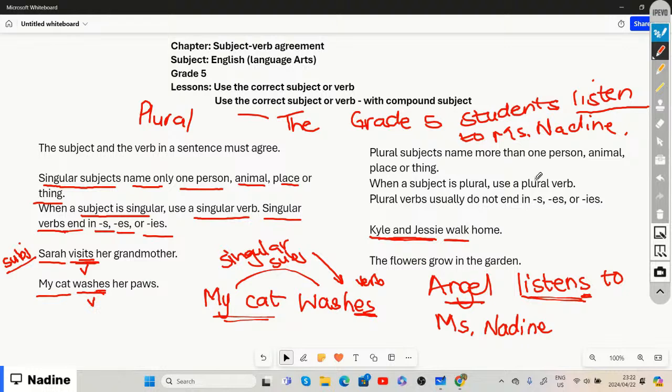An example is the flowers, which is a subject, grow. So the flowers grow in the garden. If we refer to one flower, then we say that one flower grows in the garden. But since we are talking about a lot of flowers, we are saying the flowers, they grow in the garden.